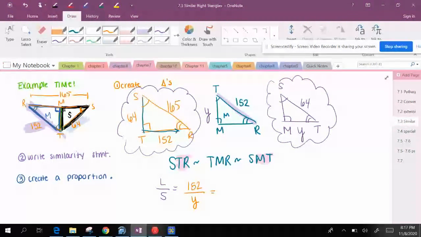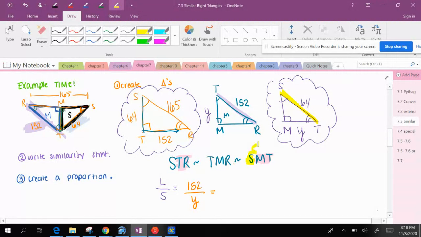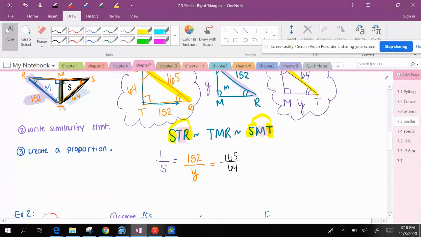Now my only other value over here in my small triangle is 64. S to T. Which side length does it match up with in my large triangle? S to R. 165. So what's my proportion going to look like? 165 over 64. So what do you get after you cross multiply? And it's okay that it's a large number, or if it's a decimal.